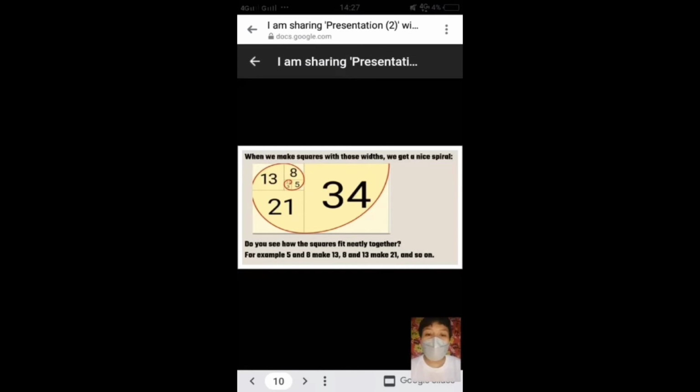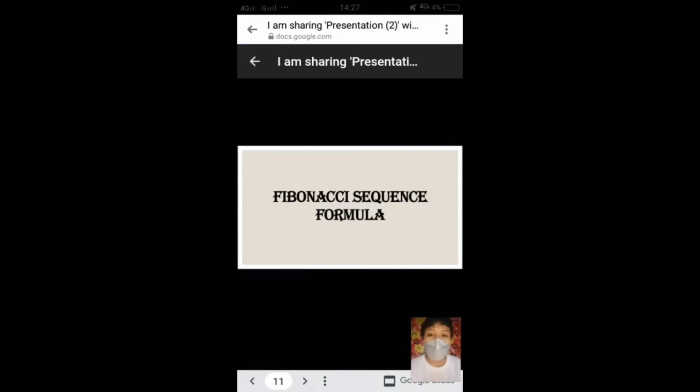When we make squares with those widths, we get a nice spiral. Do you see how the squares fit neatly together? For example, 5 and 8 make 13. 8 and 13 make 21, and so on.